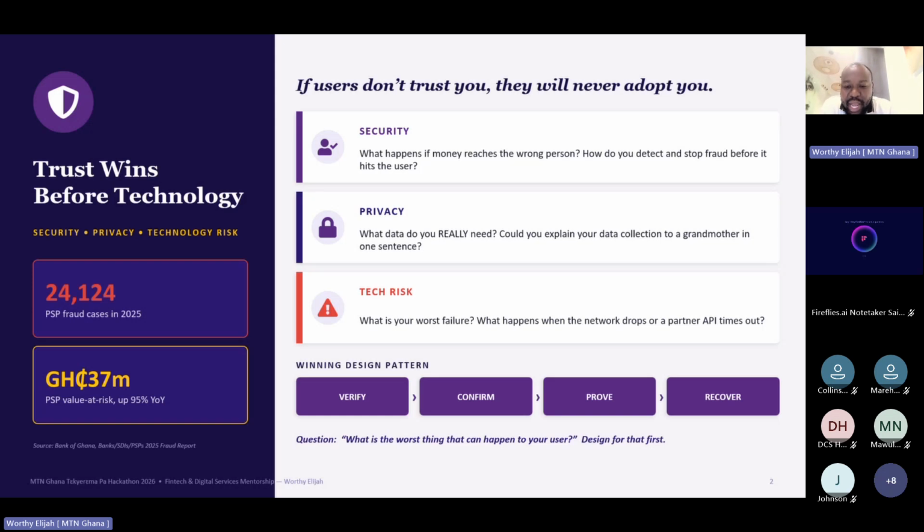So the question you should ask yourself about whatever solution you are bringing is: what is the worst thing that can happen to the user of that solution? The problem that you are trying to solve, that you think you have a solution for, if the user should use that solution, what is the worst thing that will happen? Then you can think from there with your design.